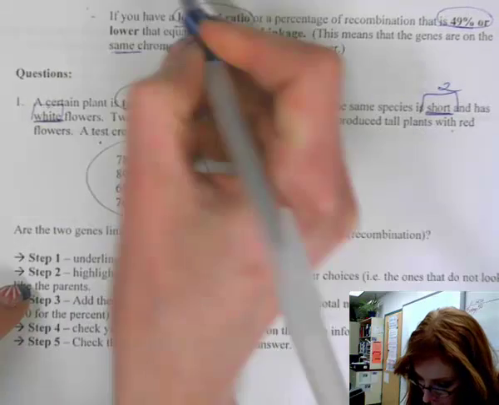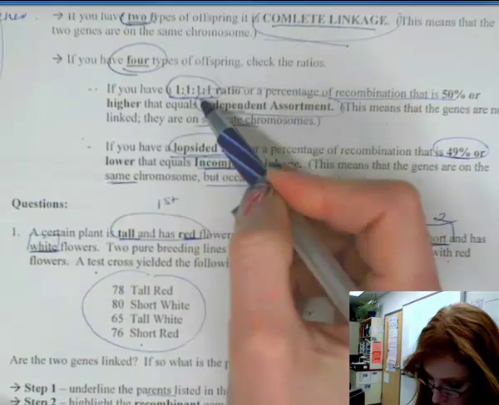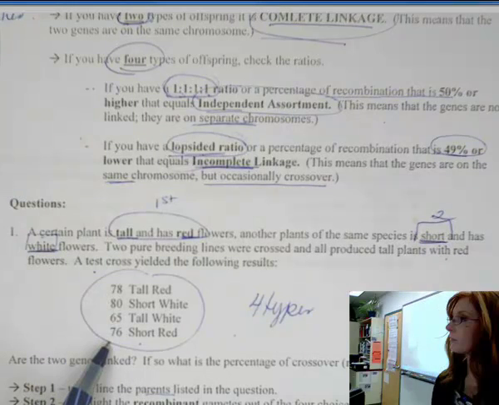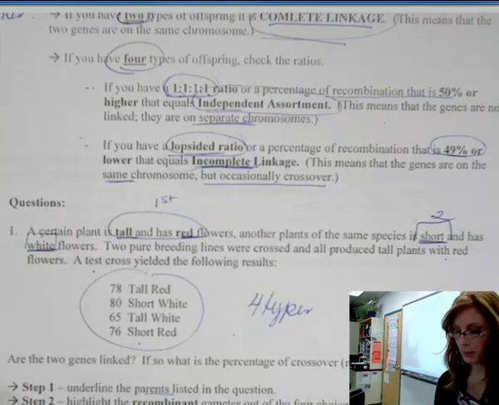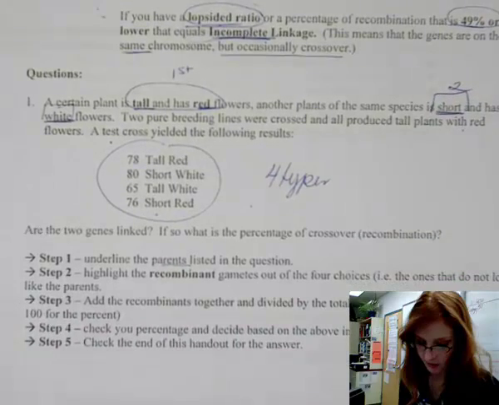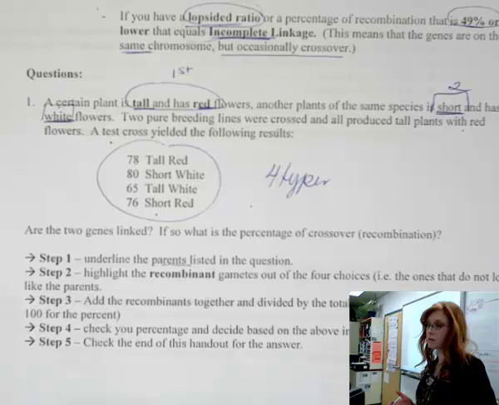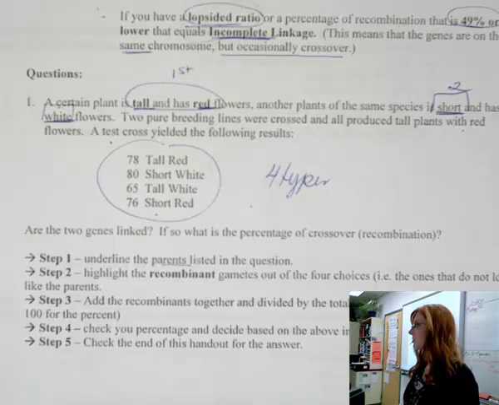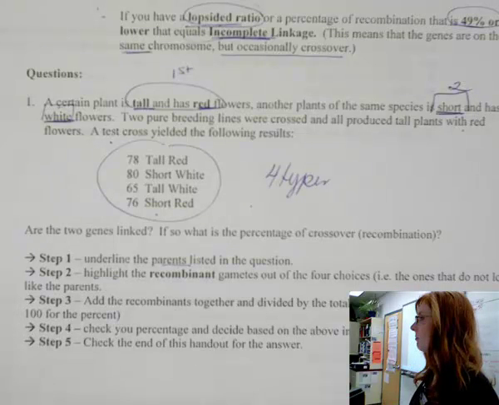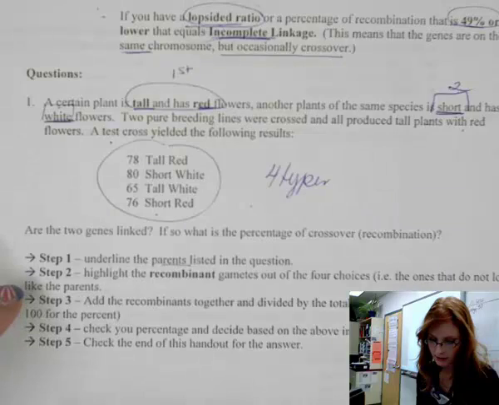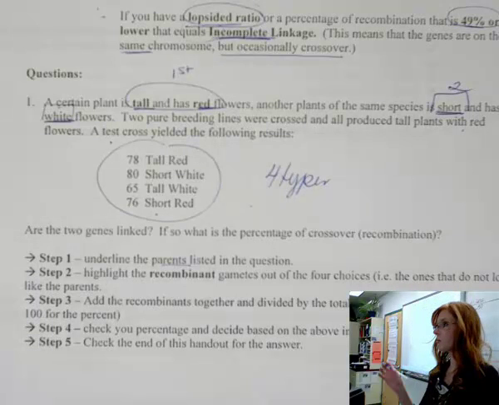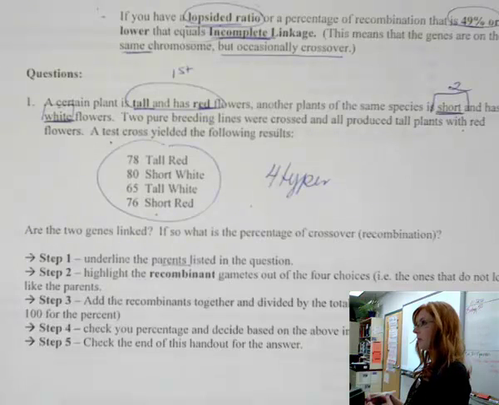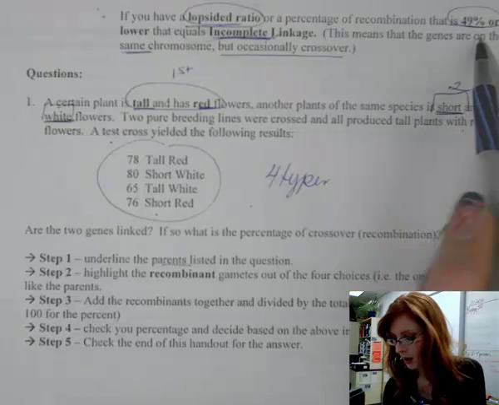So now I'm dealing with, am I getting an even ratio or a lopsided ratio? Can we tell for sure here? When you get a series of numbers like 78 to 80 to 65 to 76, they're maybe pretty close to 1-to-1, but you need another way to confirm it. So what we're going to calculate is called percentage of recombination. In order to calculate that, we have to figure out which ones are the recombinants, so which have a trait from each parent. We're going to add them up, divide by the total number. We'll get a percent, and that will tell us 50 or higher or 49% or lower.